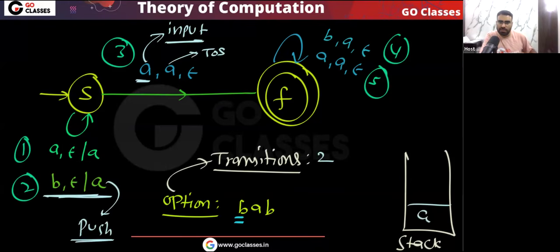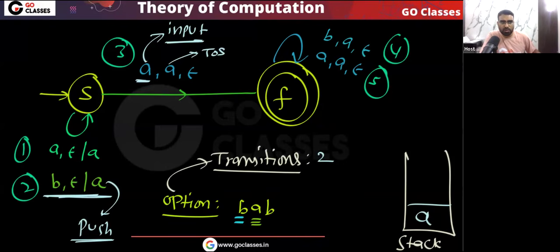Okay, I will push A. Very simple. This is the only possibility. There is no other possibility. Now for this A, remember, I want to go to final state. Please understand, I want to go to here. This is where I want to go.